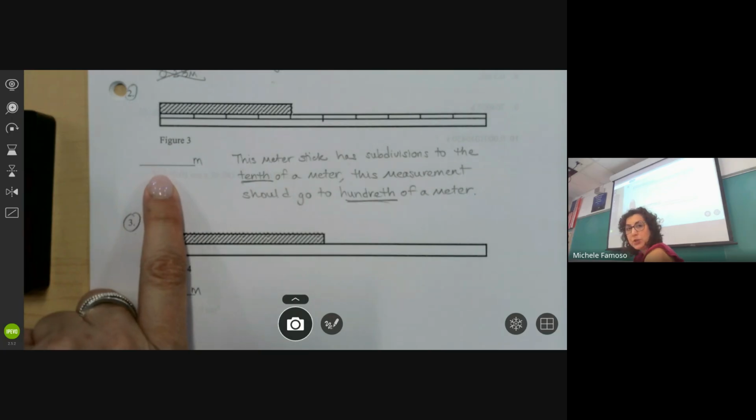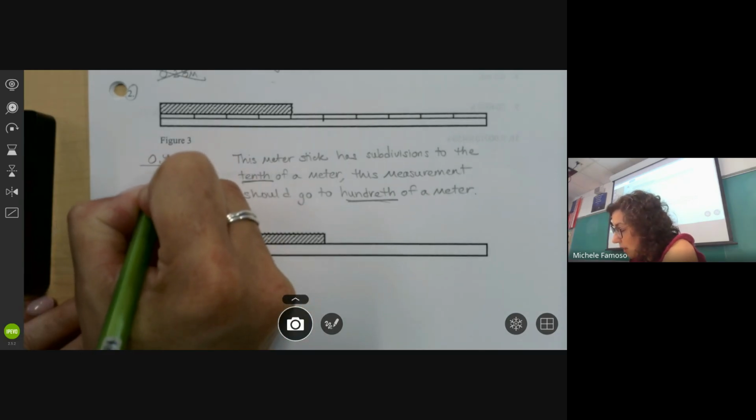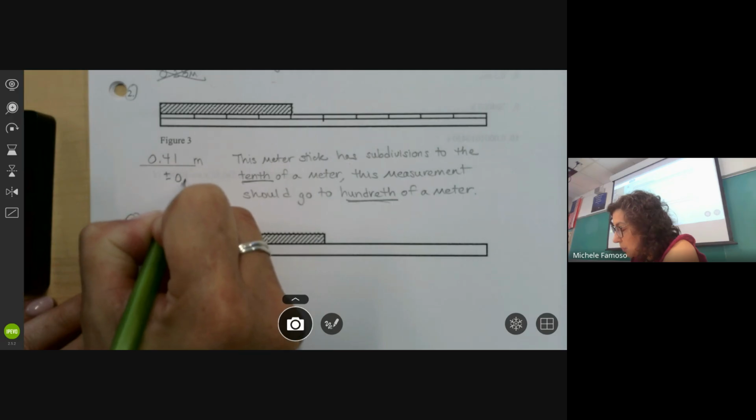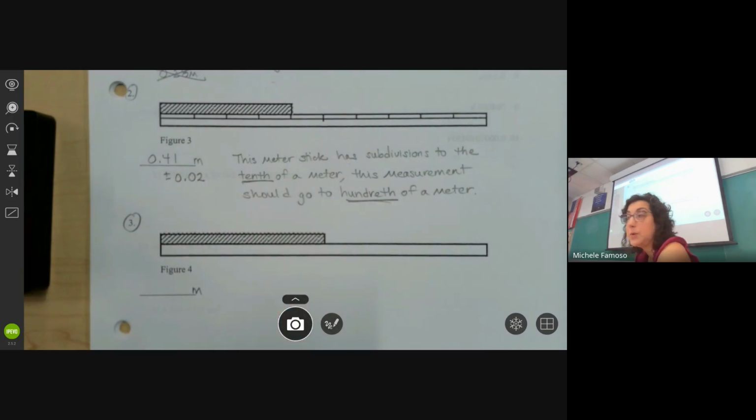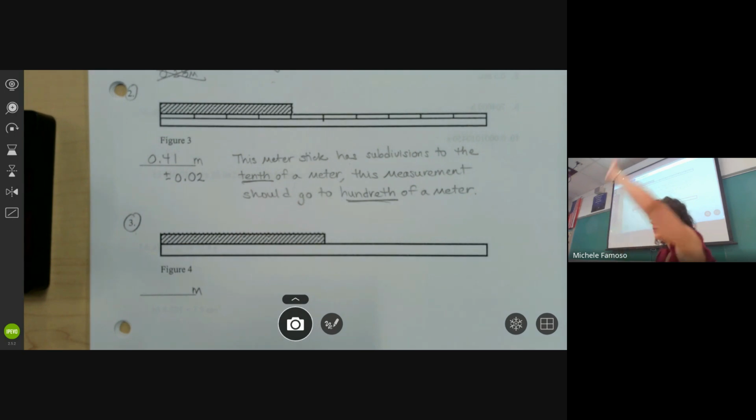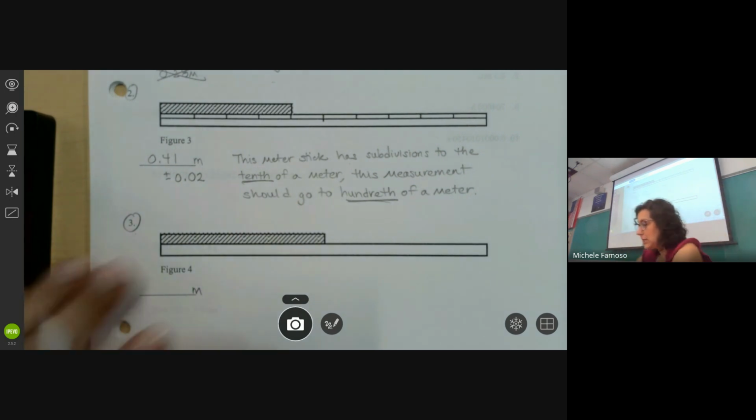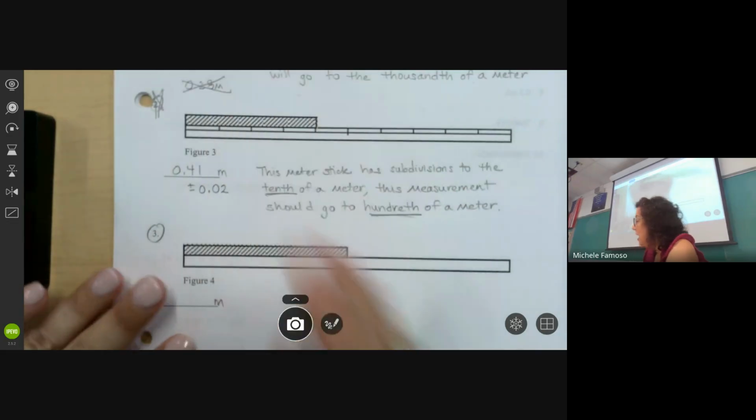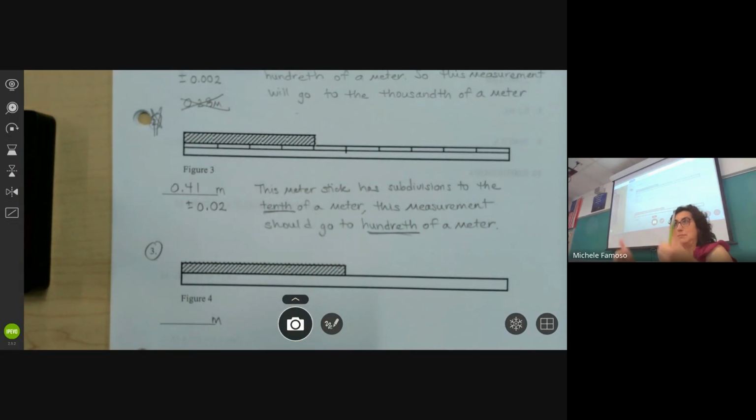So what did you put down for your measurement? Who can give me a measurement? Yes. I agree with that. I am going to give you plus or minus 0.02 on that number. So if your answer is between 0.39 and 0.43, and it's to the hundredths place, it's good. How many of you got that right? Great. Give yourself a star. I am a huge proponent of congratulating yourself when you do good work.